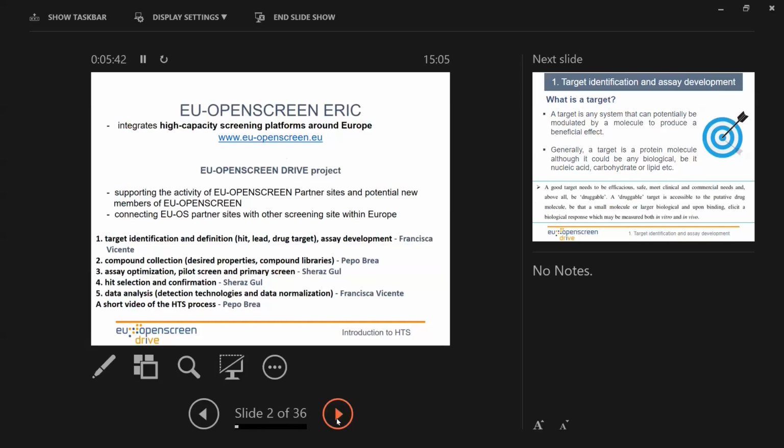Now, I would like to invite our first speaker, Francisca Vicente, who will start with target identification and definition. Then Pepo Brea will continue and talk about compound collection. Then Sheraz, who will talk about assay optimization, primary screen and hit selection. Francisca Vicente will finish with data analysis, and then we will see the short video, which will be commented by Pepo, and the video was prepared at his partner site, University of Santiago de Compostela.